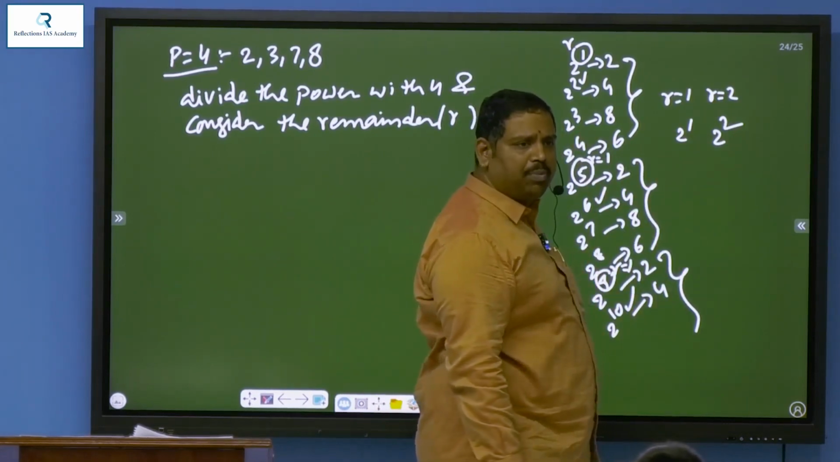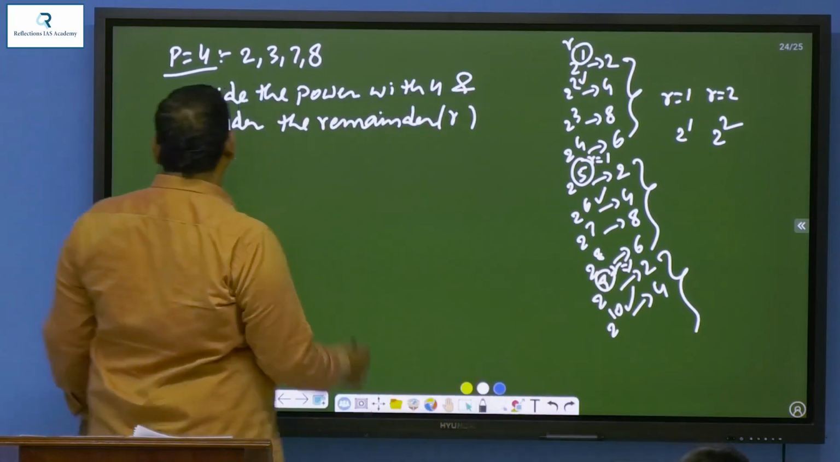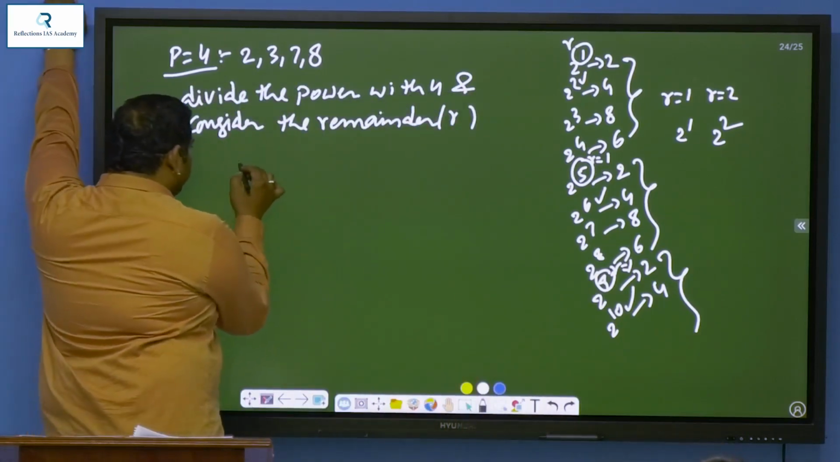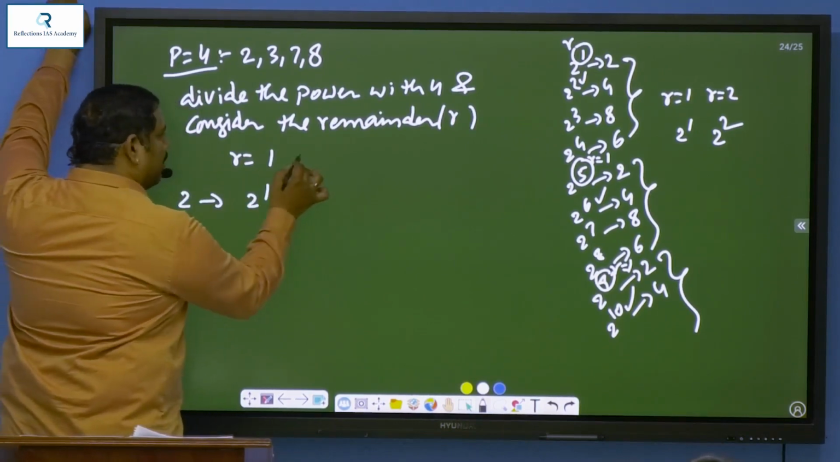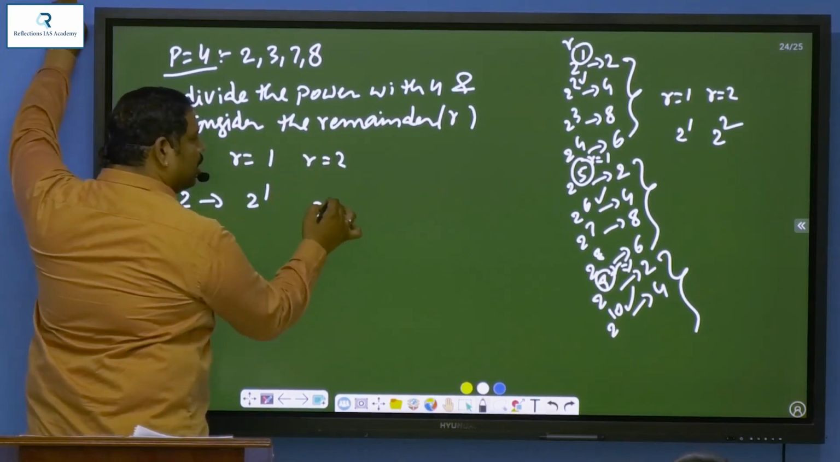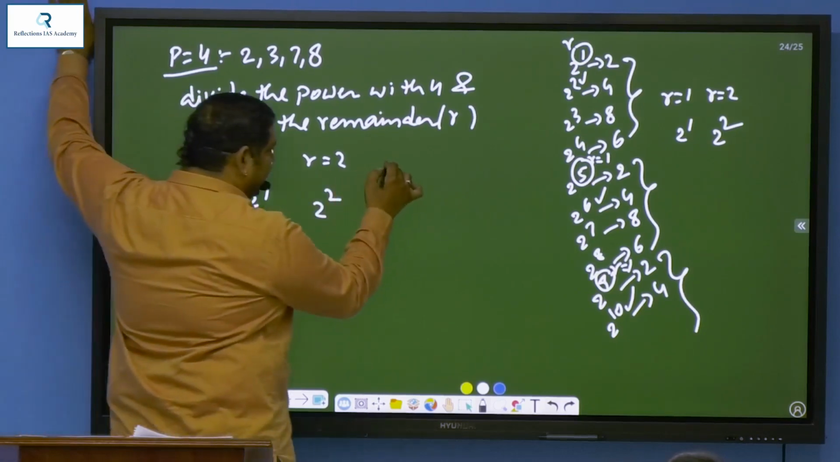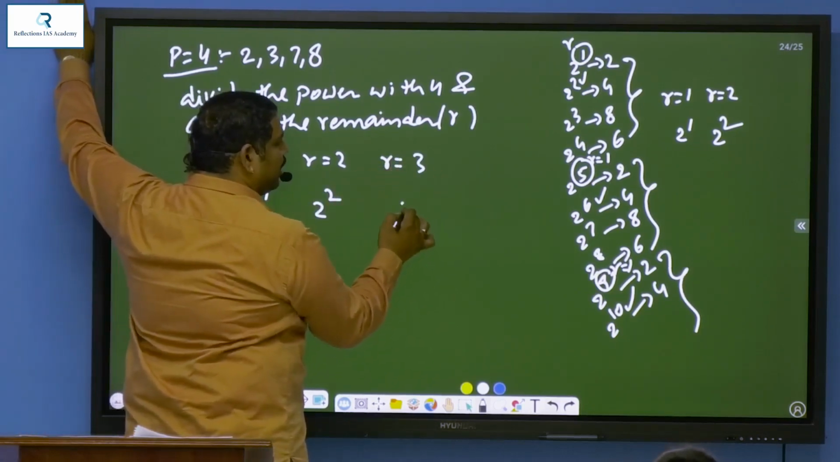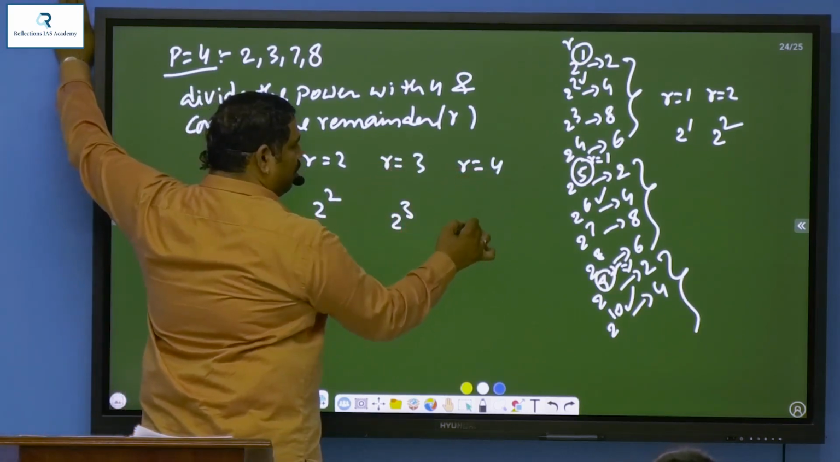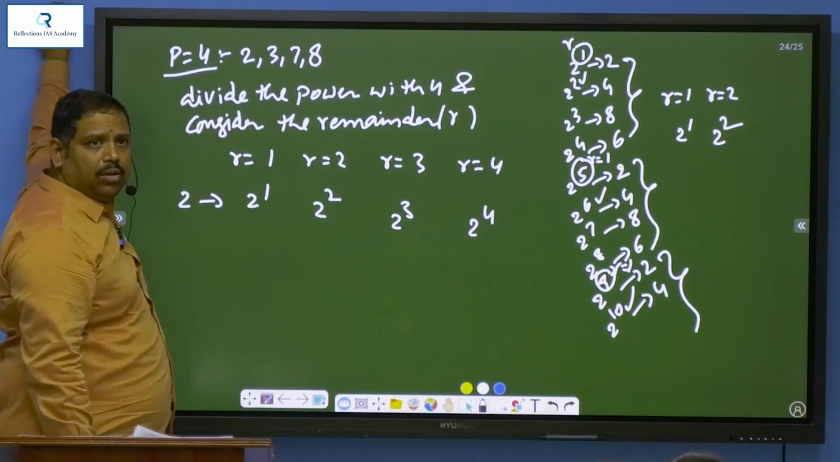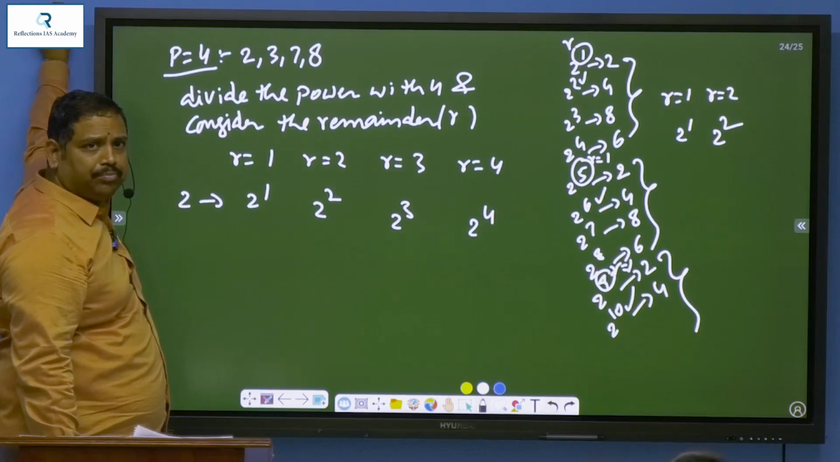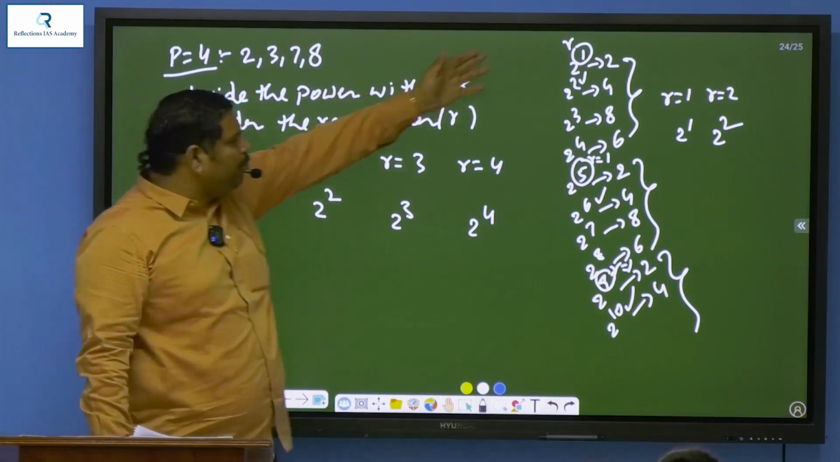What is the units place? 2 power the remainder. I am writing here. Remainder is 1 means 2 power 1. Remainder is 2, 2 power 2. Remainder is 3, 2 power 3. Remainder is 4, 2 power 4. Say yes or no? Am I clear?